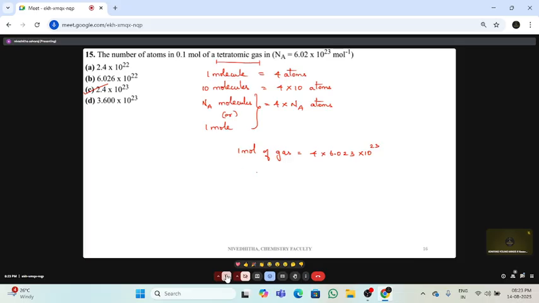They're asking for 0.1 mole. So 0.1 mole of gas contains how many atoms? That's it. So X is equal to 4 into 6 into 10 power 23 into 0.1. So 6 into 4 is 24 into 10 power minus 1 into 10 power 23, which is 2.4 into 10 power 23. So answer is option C. Any doubt? No, ma'am. Fine. Now, next question.